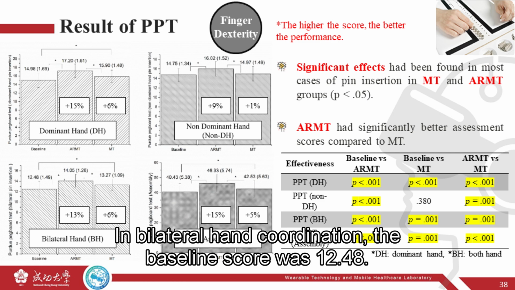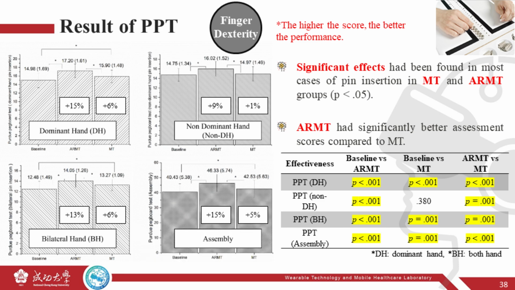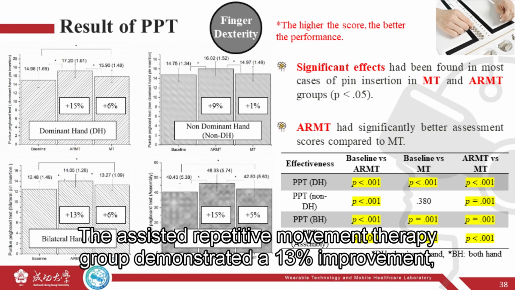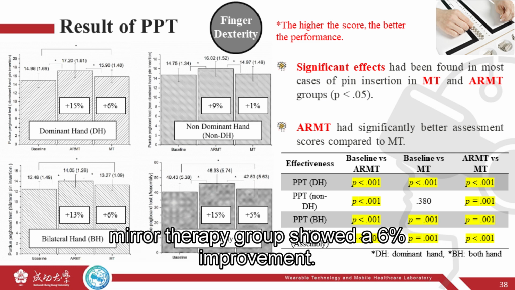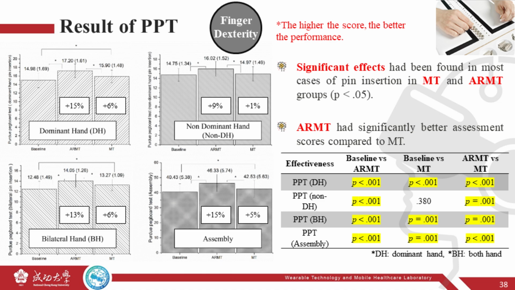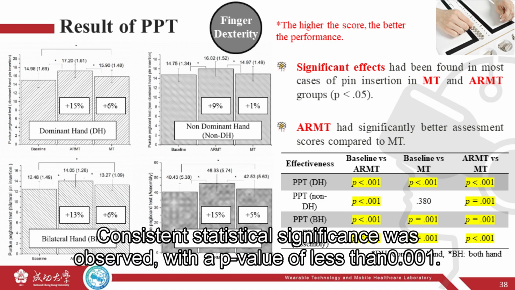In bilateral hand coordination, the baseline score was 12.48. The assisted repetitive movement therapy group demonstrated a 13% improvement, while the mirror therapy group showed a 6% improvement. Consistent statistical significance was observed, with a p-value of less than 0.001.